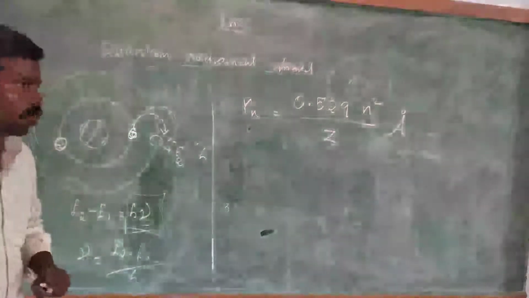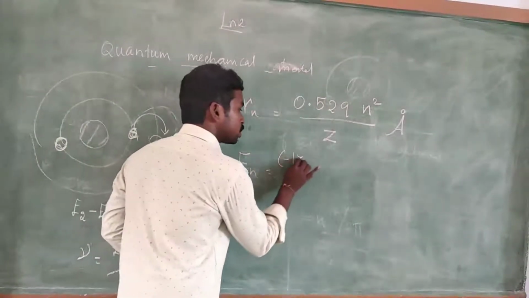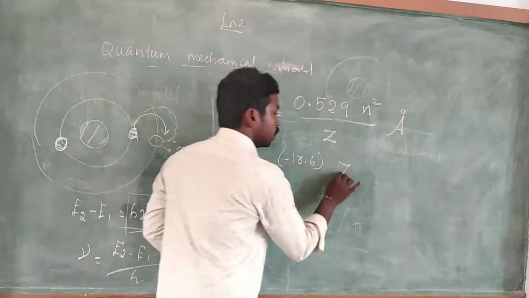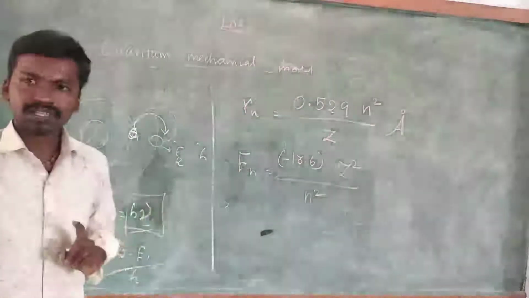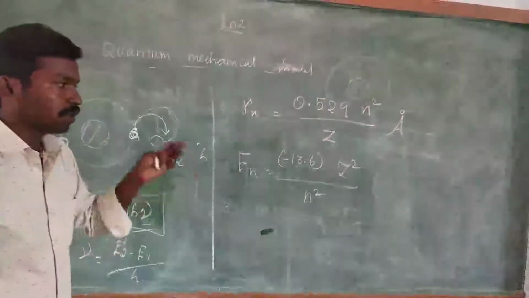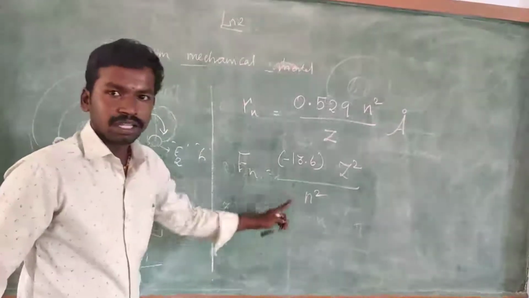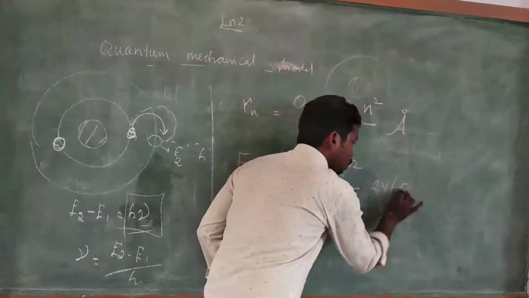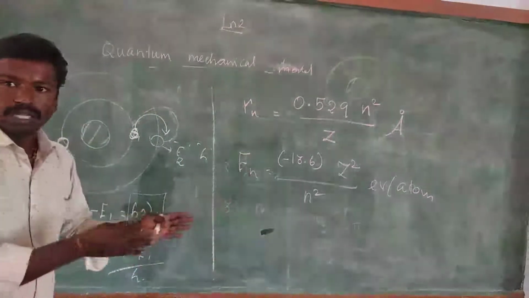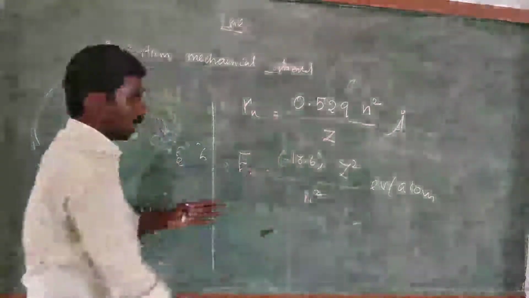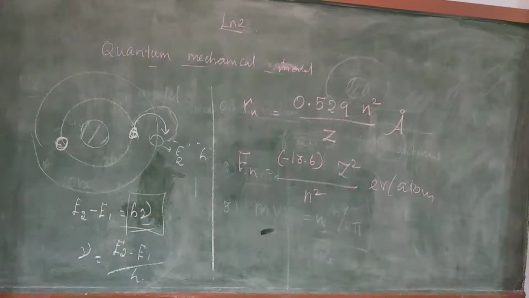And also the energy term En is equal to minus 13.6 z square divided by n square. What is z? Z is the atomic number of the species for which we are finding the energy. And here the unit is electron volts per atom. Another unit is kilojoule per mole. In that only there is a slight difference in the unit value of mole.